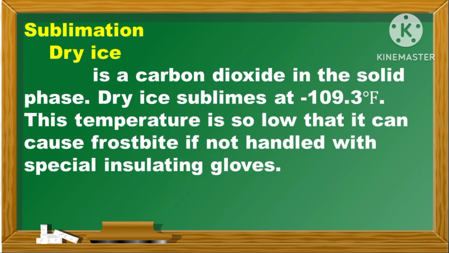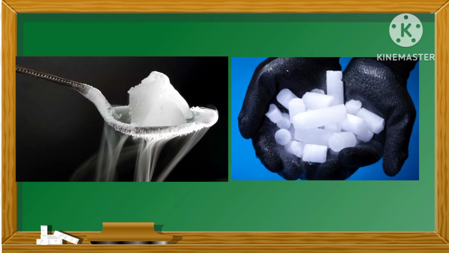Dry ice is carbon dioxide in the solid phase. Dry ice sublimes at negative 109.3 degrees Fahrenheit. This temperature is so low that it can cause frostbite if not handled with special insulating gloves.